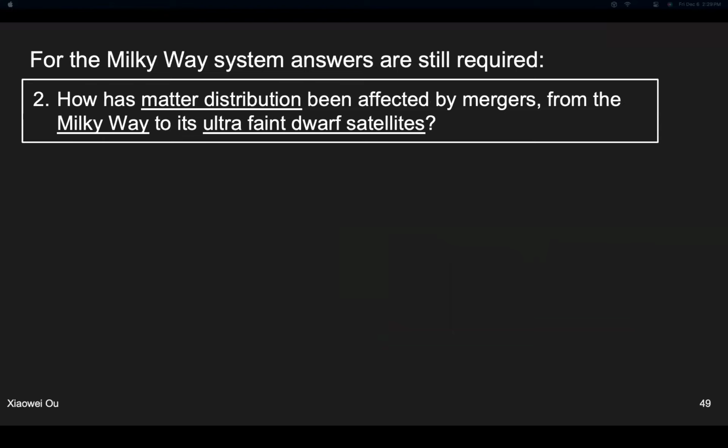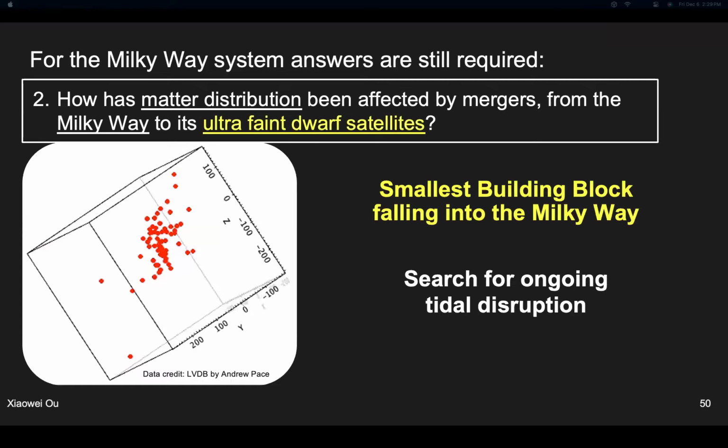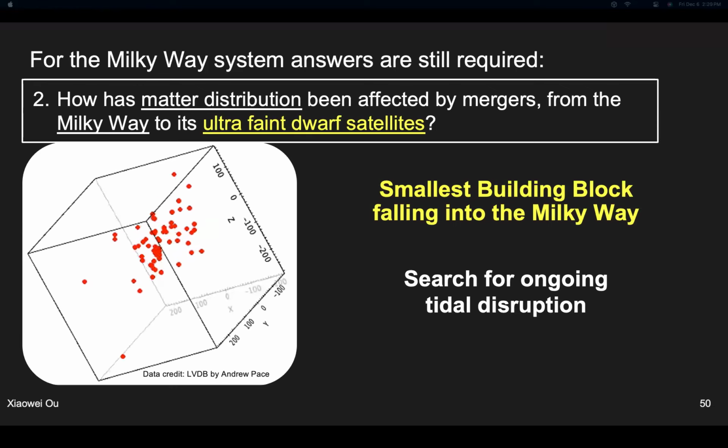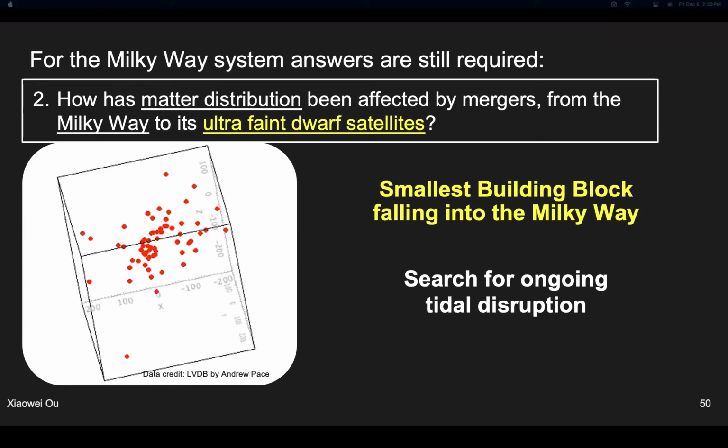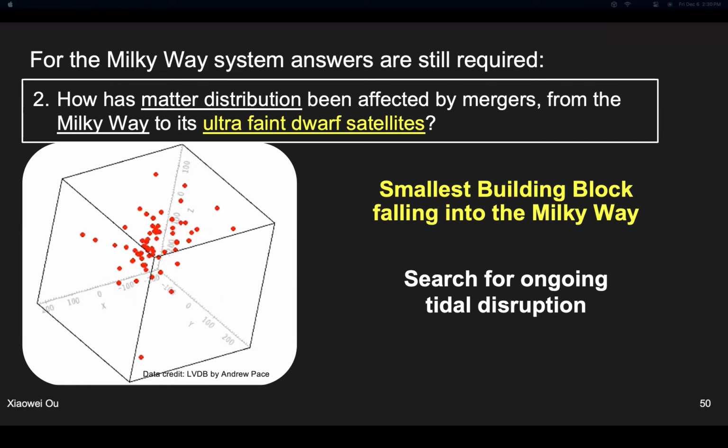So now we are going to move on from the disrupted things and look at more intact things. Specifically, how the current, still intact, ongoing systems, as they're going through this merger process, change their matter distribution as a result of the tidal interaction with the Milky Way host as well as their own potential. Since we were talking about UFDs earlier, I'm going to start with intact UFDs here.